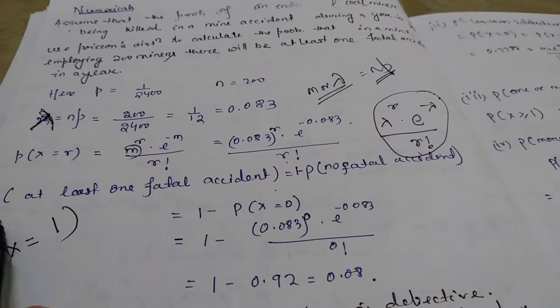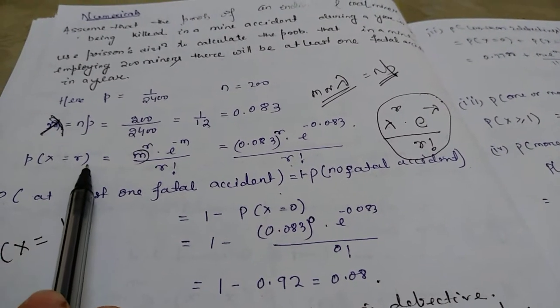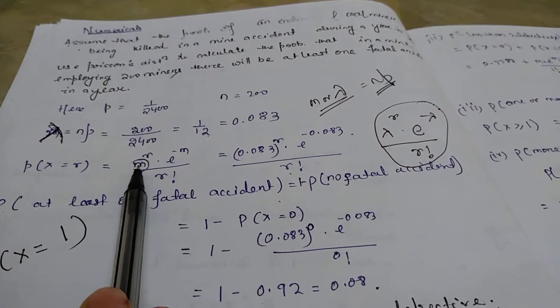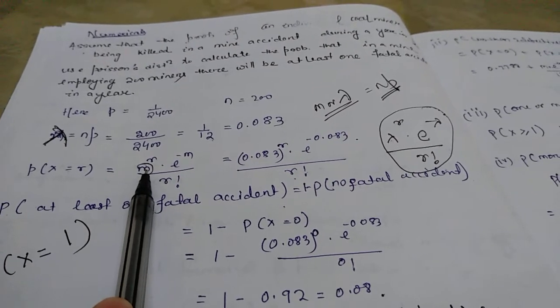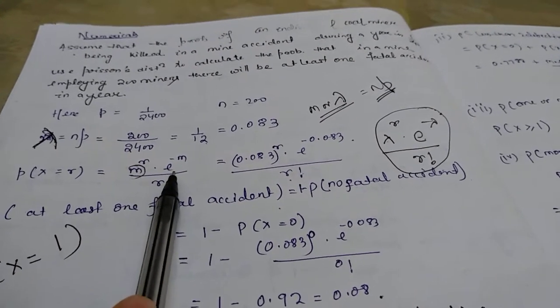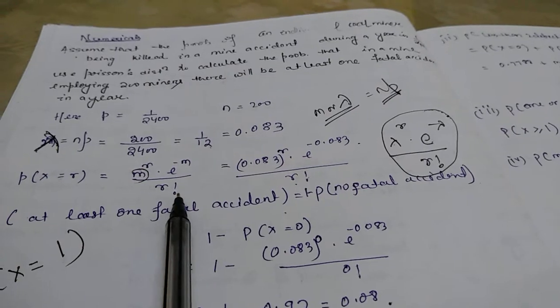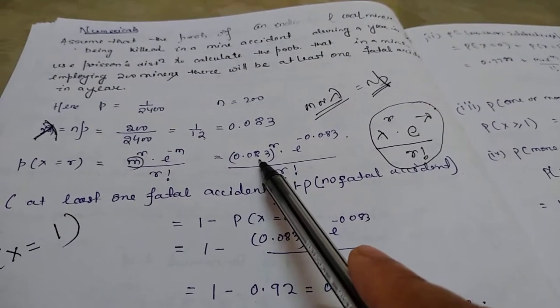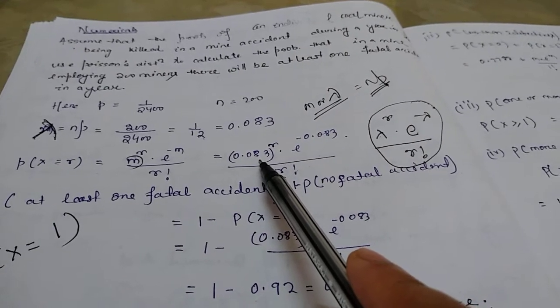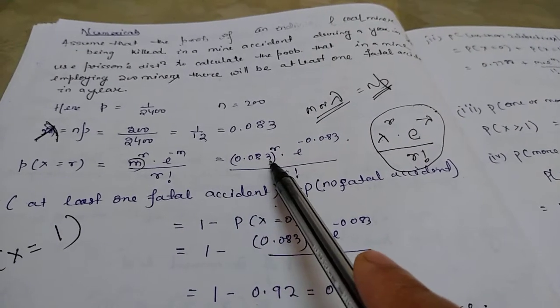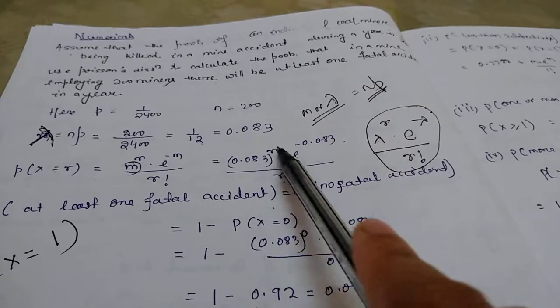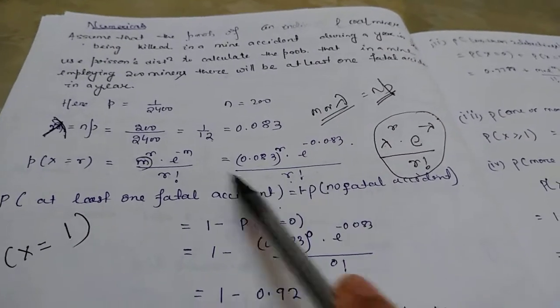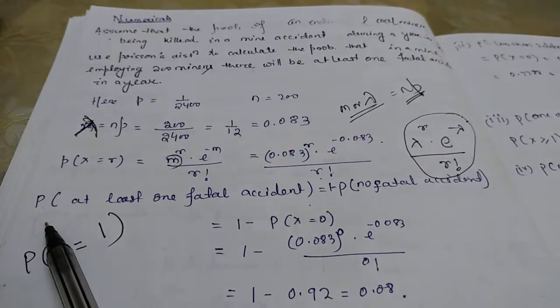So now what we have to calculate? Probability of x is equal to r, that is your m or lambda. It may be lambda, it may be r. Lambda to the power r e to the power minus lambda by r factorial as per your formula. So put the values of lambda. Lambda is np, which is 0.083 that you have calculated previously. So put the values. And now what you have to calculate?